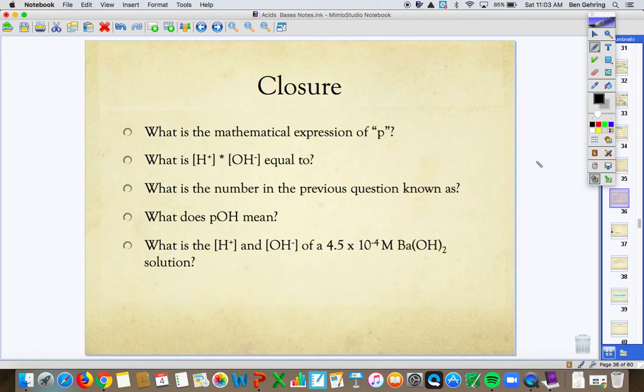So here are some questions for you to close with. You should be able to answer: what is the mathematical expression of P? So what does P mean? What is hydrogen concentration times hydroxide concentration equal to? The number in this question is known as what? What does POH mean? And what are the hydrogen and hydroxide concentrations of 4.5 times 10 to the minus 4th molar barium hydroxide?